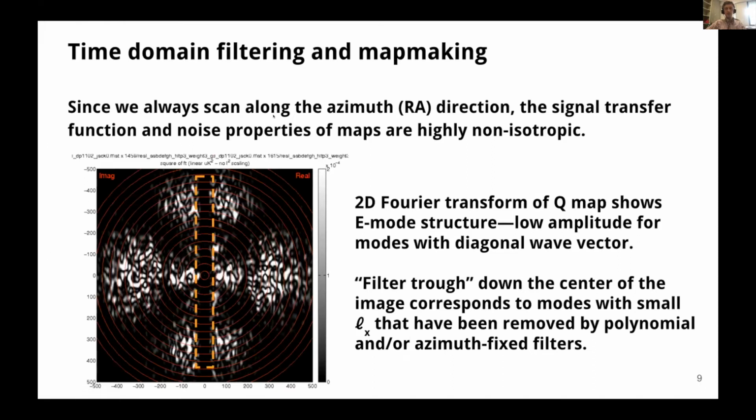So this is the 2D Fourier transform of one of our Q maps. The overall cross shape that we see here is just the E mode signal in Q. But you can see highlighted with this box that there's this trough down the middle, this missing power. And that's because of the fact that our scan is always in the right ascension direction. Therefore, our filtering is highly anisotropic. So we're primarily filtering out modes that have small values of the wave vector in the X direction, or the RA direction.